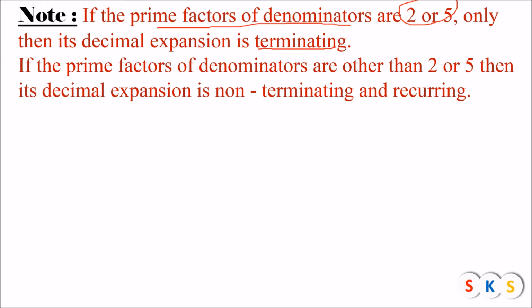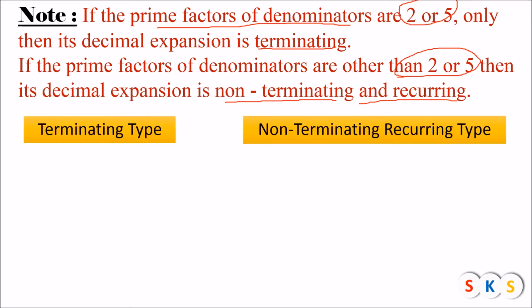But if the prime factors of the denominator are other than 2 or 5, then the decimal form of that rational number will be non-terminating and recurring. Now we will see some examples of each one. First we will see the terminating type.